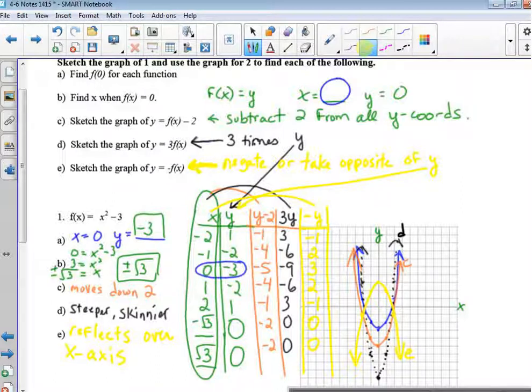So I'm going to stop the lesson here because it's going a little long, and that's basically what you're going to do with your diagrams. If you look at your diagrams, I could have moved this down 2, taken all the y coordinates and multiplied them times 3, or done the reflection over the x-axis and just negated them, using the same x coordinates every time.